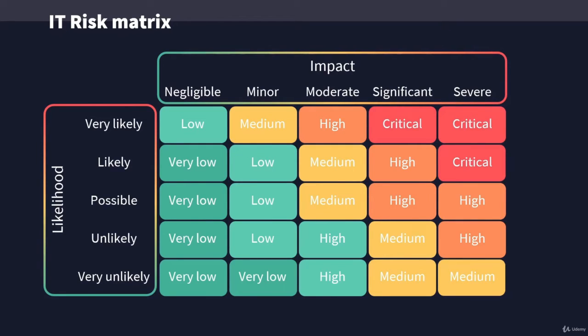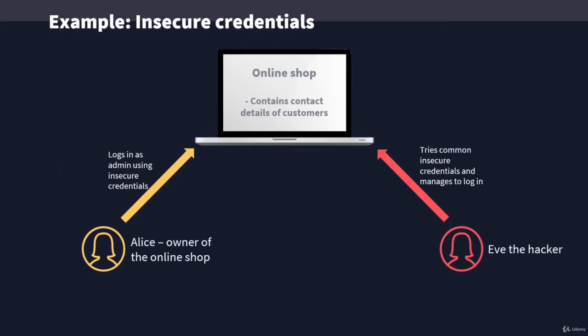In this case, likelihood is very likely because all users have admin rights, and the impact is severe because everyone can access data of other customers. This results in a critical risk.